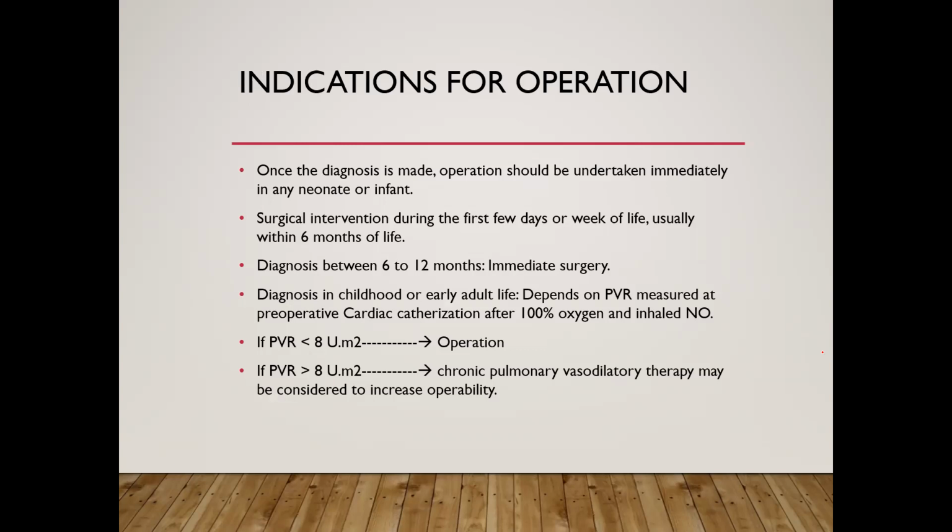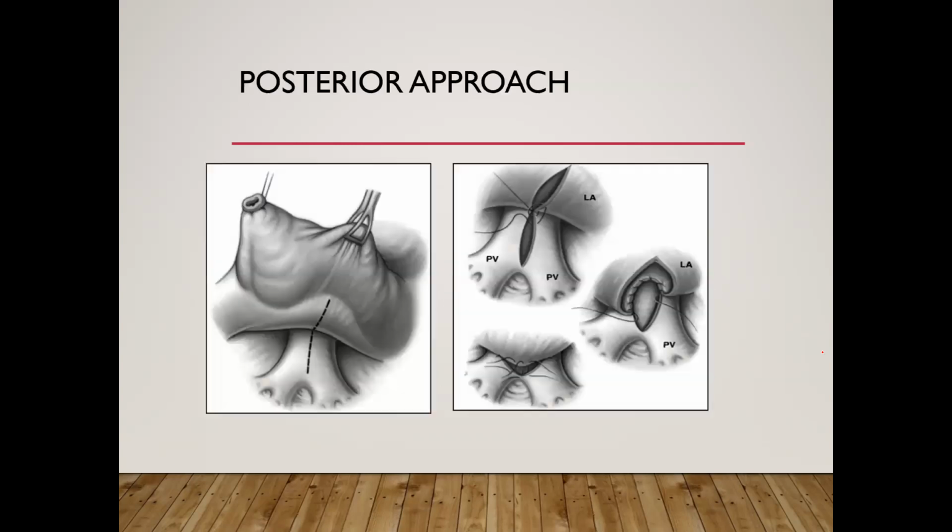If PVR is less than 8 Wood units per meter square, you can go for the surgery. If PVR is more than 8 Wood units per meter square, chronic pulmonary vasodilatory therapy may be considered to increase operability. It should be reassessed later.